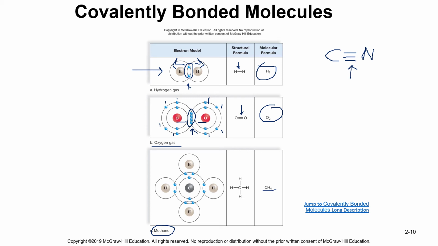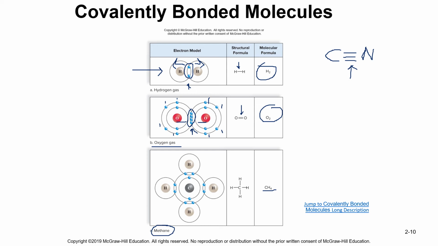Carbon is in group 4, so it has 4 valence electrons. It needs 4 more to satisfy the octet rule. So it has 4 to begin with. It needs to get to 8. 8 minus 4 is 4. So it needs 4 more to fill its valence shell.